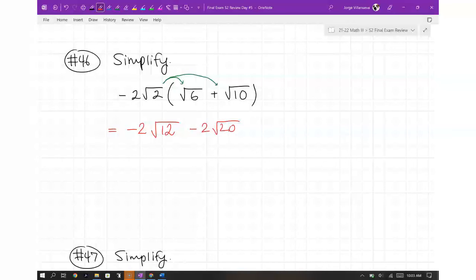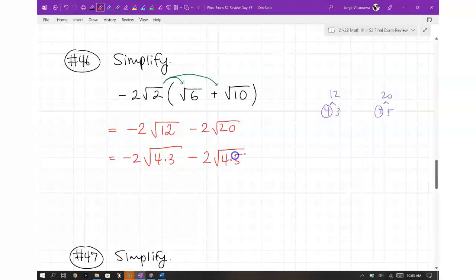All right, so far we're good, but I have to fix the radical 12 and the radical 20. So what 2 numbers give me a 12 that have a nice square root? 4 and 3, that's perfect because the 4 has a square root. What about 20? 4 and 5, good. So rewriting: negative 2 square root of 4 times 3 minus 2 square root of 4 times 5. The 4 has a square root of 2, so it's going to come out and multiply the front number by a 2. So this will be negative 4 square root of 3 minus 4 square root of 5. And there's your answer.